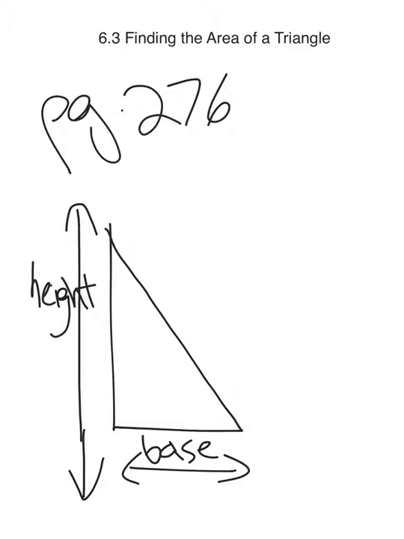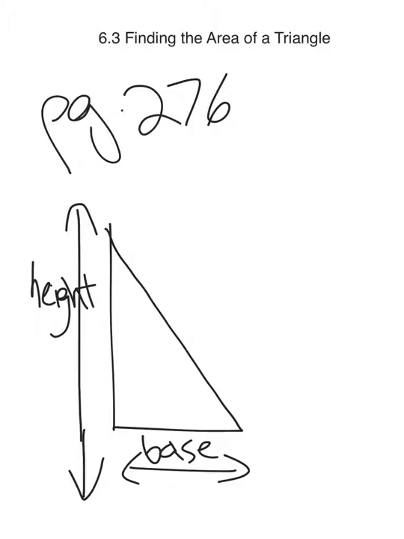So we already know how to find the base and the height. Now we have to find the area of a triangle. And in order to be able to find the area of a triangle, you have to be able to tell where the height is and where the base is. Because the formula of the area of a triangle involves its base and its height.